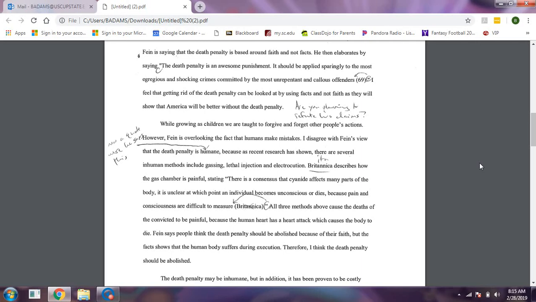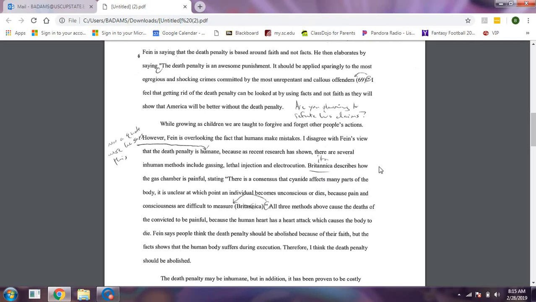"Because as recent research has shown, there are several inhuman..." He starts saying "inhuman" instead of "inhumane." Make sure he's not making errors like that. "...inhumane methods including gassing, lethal injection, and electrocution. Britannica..." It's the name of an encyclopedia, so it has to appear in italics. Make sure that people are putting their titles in the correct format.